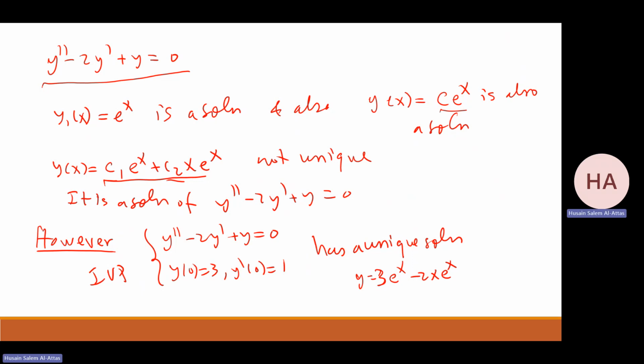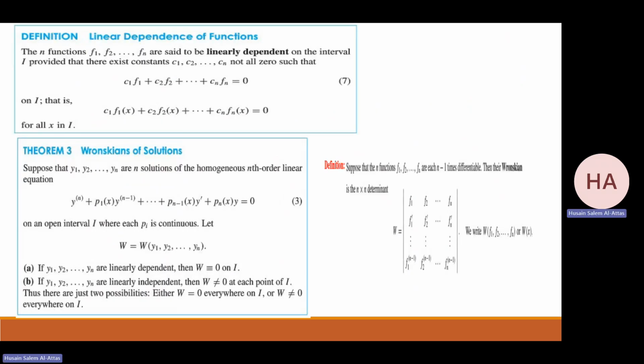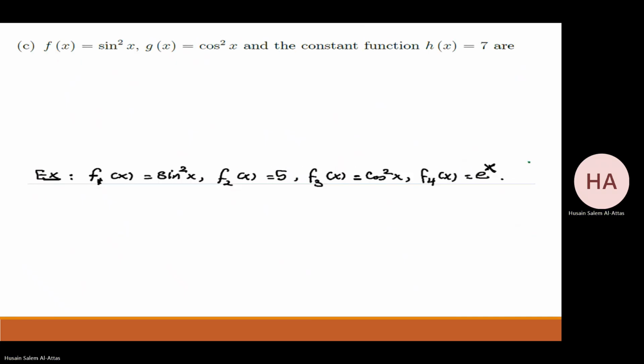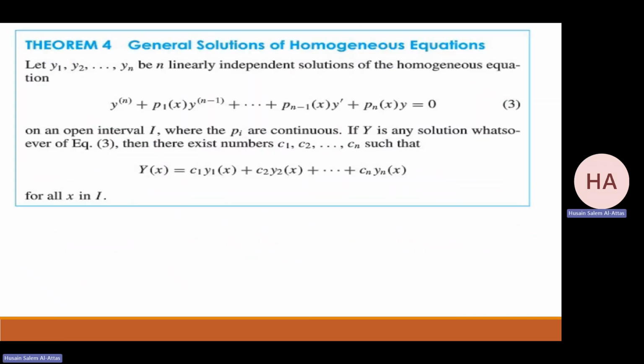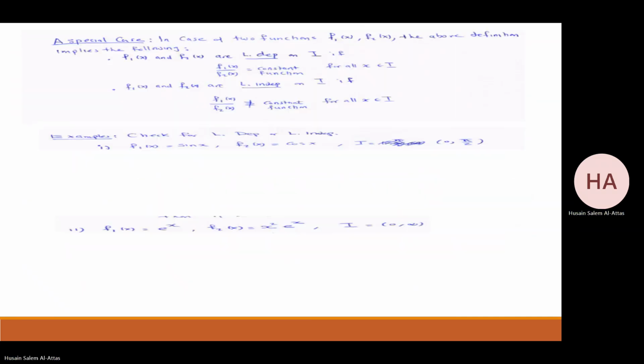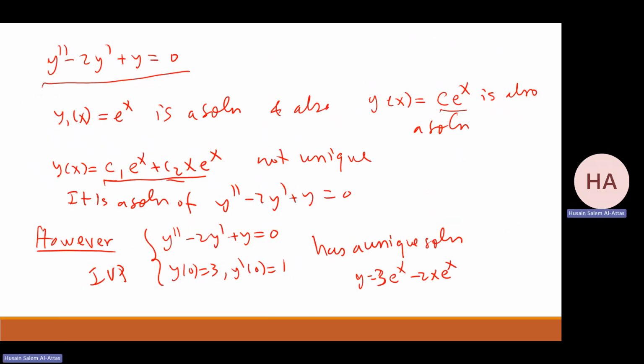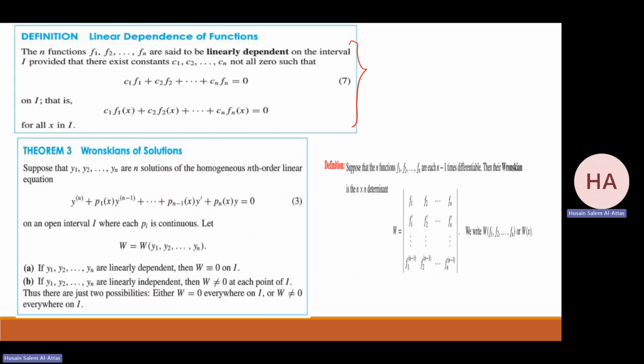I wish it's clear. Now we'll talk about linear dependence and independence, like what we did with the vectors. This is the general way to define dependence and independence. I think we'll spend a long time doing this. Let me go and do it.